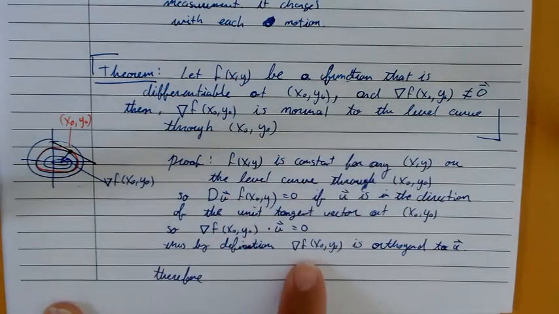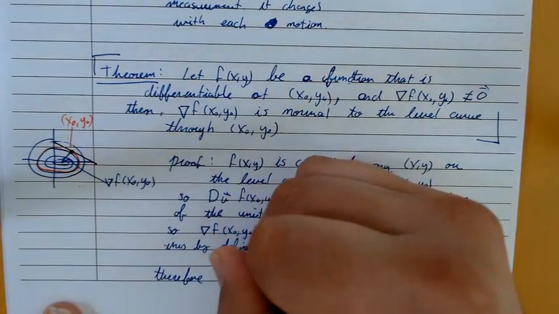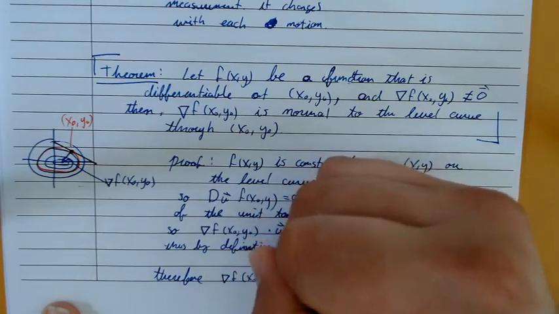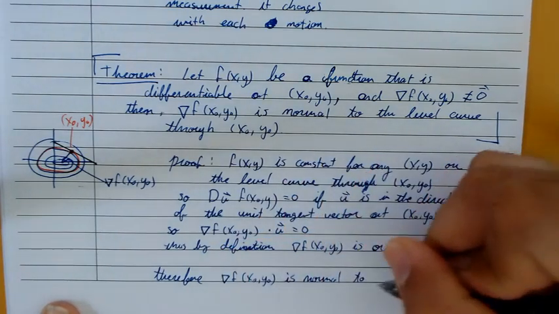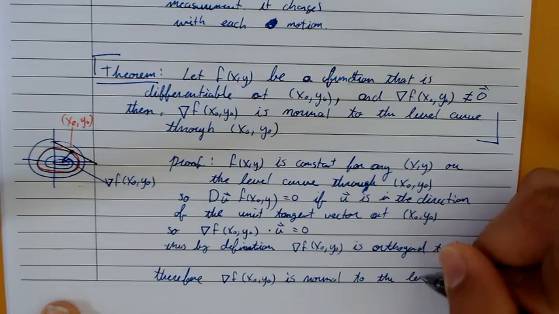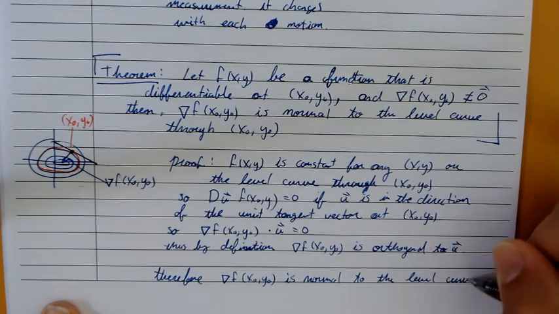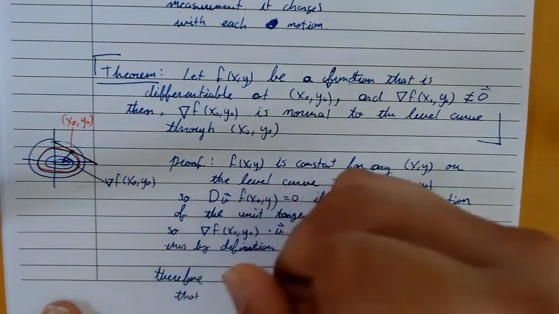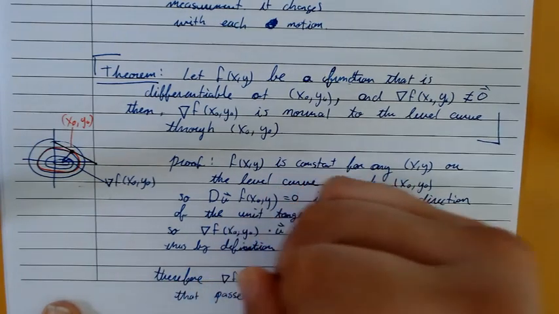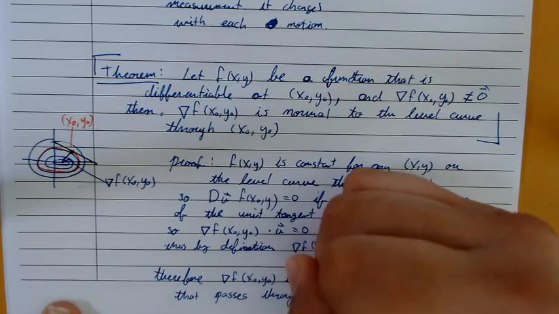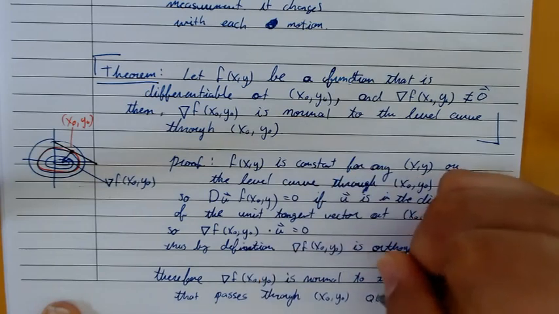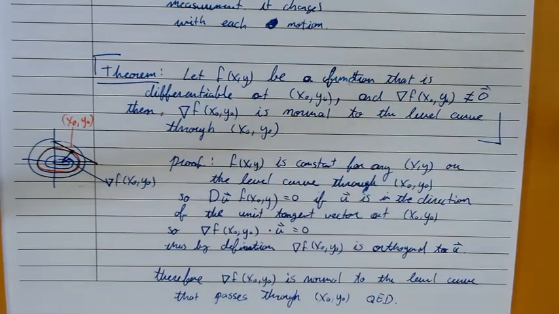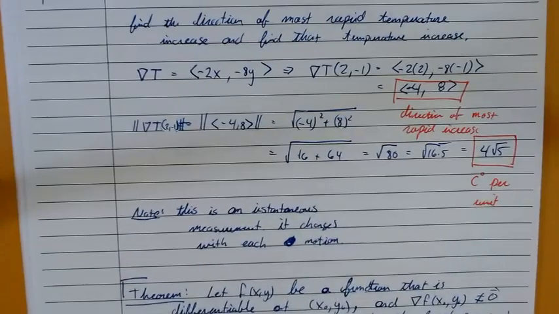So since that's what happens to the gradient of f, therefore the gradient of f at x naught comma y naught is normal to the level curve that passes through the point x naught comma y naught. And that is our result. All right, so let's take a look at an example of a use of this theorem here.